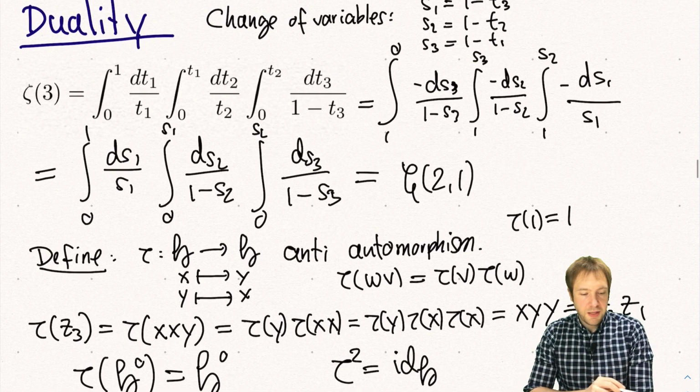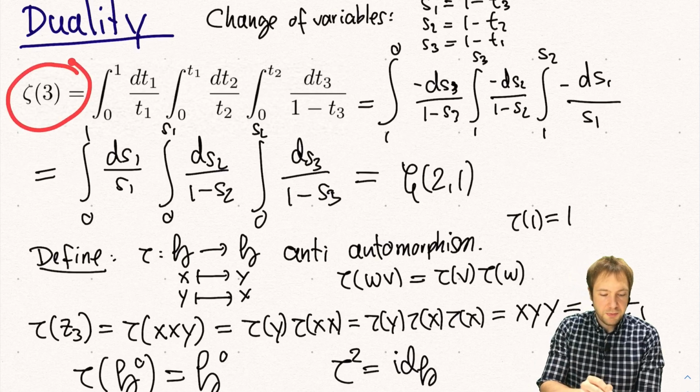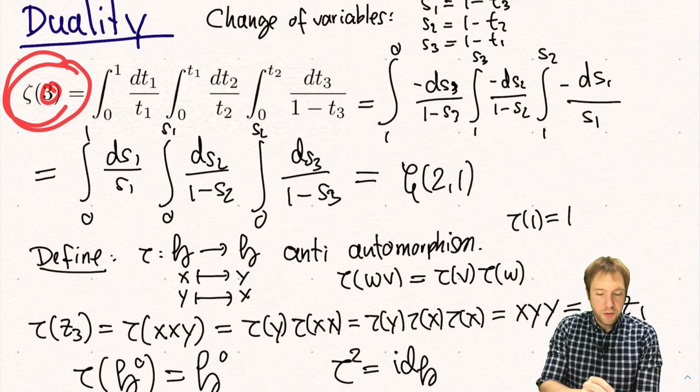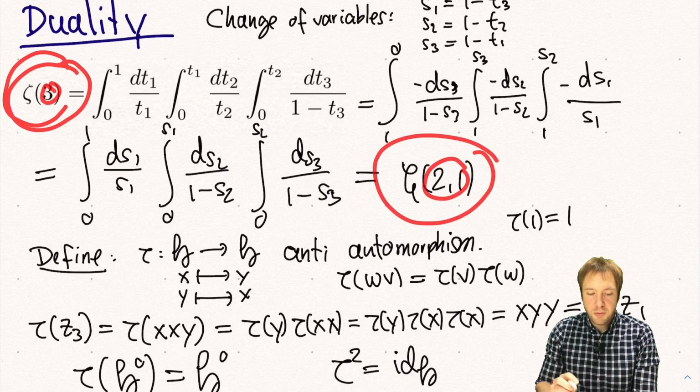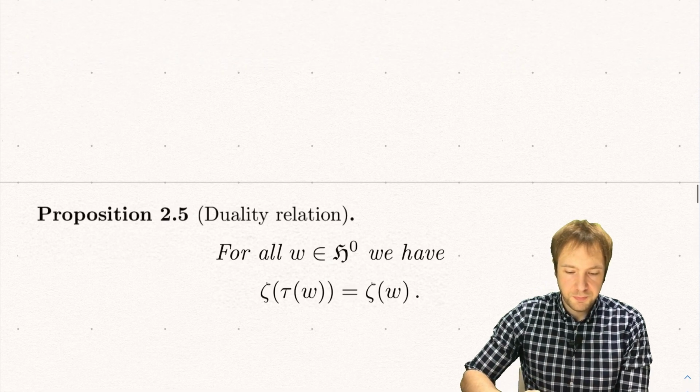And now the statement we want to make is that here we saw an example, zeta of some word equals zeta of tau of this word. And this is exactly what is called duality.